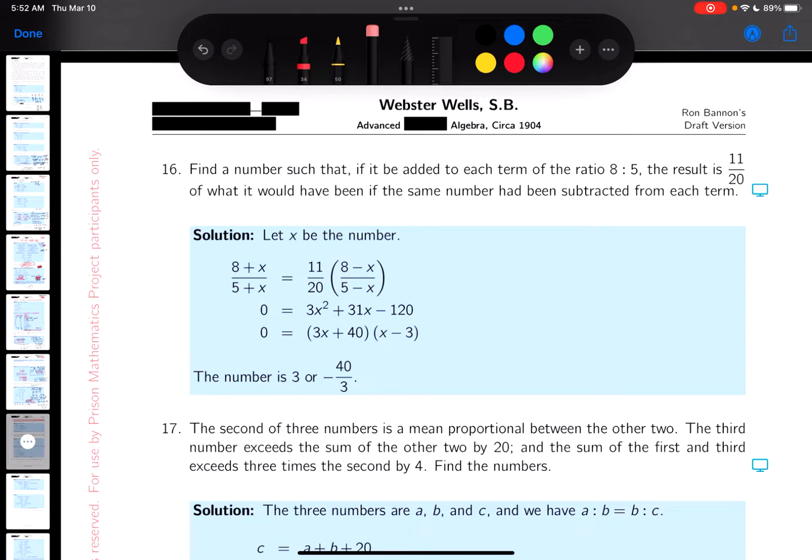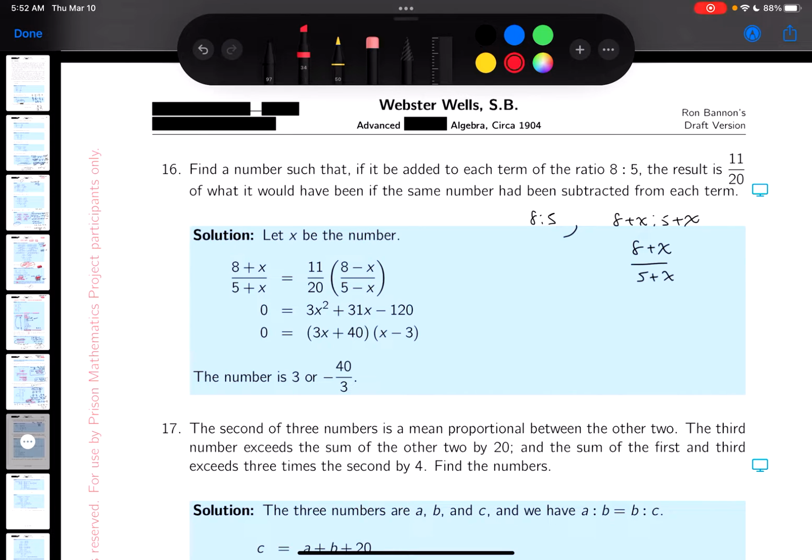So it says, find a number such that if it be added to each term, the ratio 8 to 5. Let me write this over here. So the ratio 8 to 5. They say if I add some number, I'm going to say x is that number. Now, I think I prefer to write these a little differently. I'm going to write it as 8 plus x over 5 plus x.